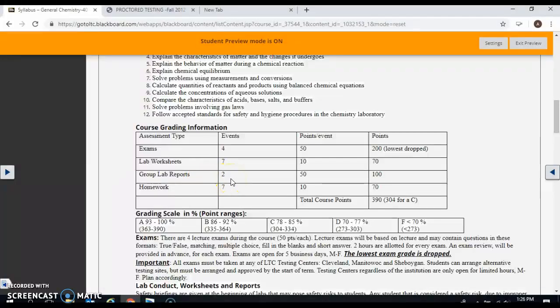So you will pick one from the first 3 or one from the last 4 labs. There are 7 labs this semester. And it's, again, a group lab report. That means you will work in groups. You will write a lab report, and each one will be worth 50 points for a total of 100 points.